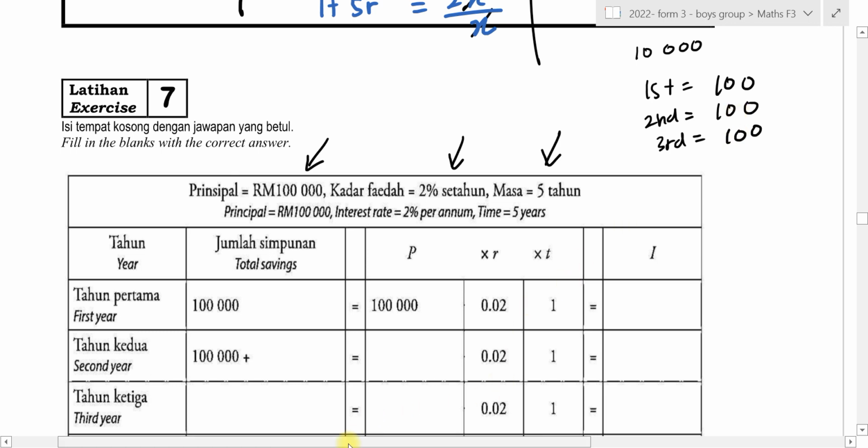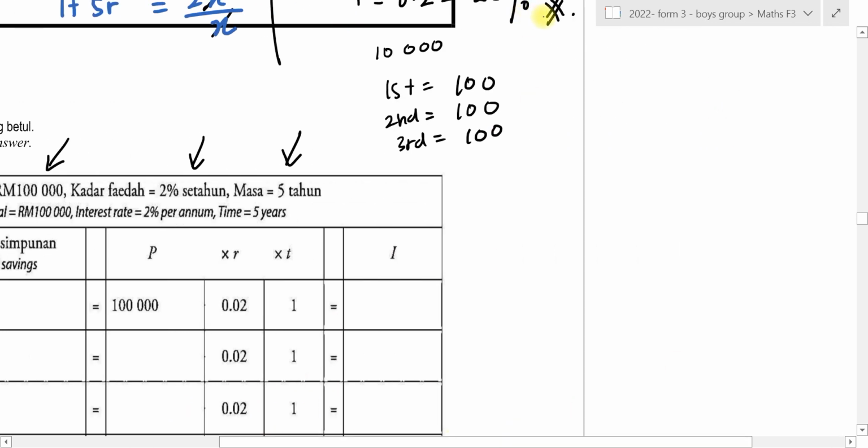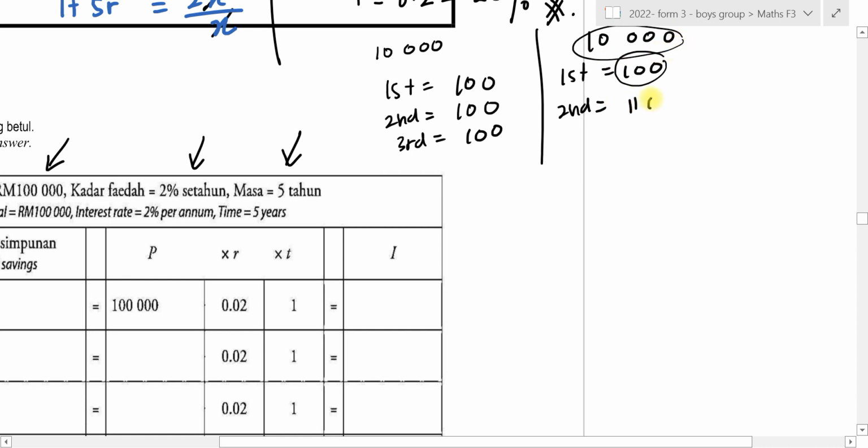But compound interest slightly different. How it change? You see, you simpan 100,000 kan. First year memang 100 ringgit. Okay, you get the interest. Second year, you know how the interest will be calculated. You take this 100 and then you campur dengan initial amount. You get how much? 11,000, right? 10,100.